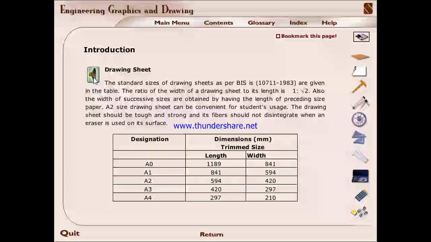Drawing sheet. The standard sizes of a drawing sheet as per BIS 10711, 1983 are given in the table. The ratio of the width of a drawing sheet to its length is 1:√2. Also, the width of successive sizes is obtained by halving the length of the preceding size paper. An A2 size drawing sheet can be convenient for students' usage. The drawing sheet should be tough and strong, and the fibers should not disintegrate when an eraser is used on its surface.